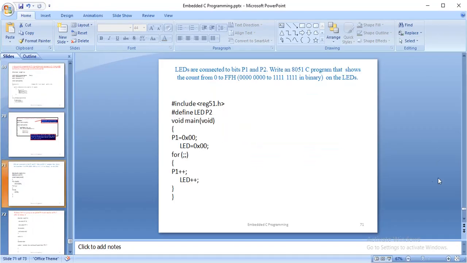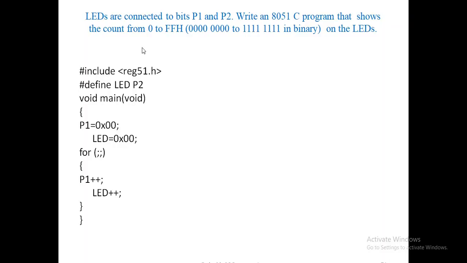The next program. Till now we used only a single bit in port 0, port 1, port 2 or port 3. I used only one bit for connecting the switch or sensor, whatever it may be. Output is buzzer or LED, you can connect. Here LEDs are connected to ports P1 and P2, and the 8051 C program shows the count from 00 to FF, that is in binary 00000000 to 11111111, on the LEDs.